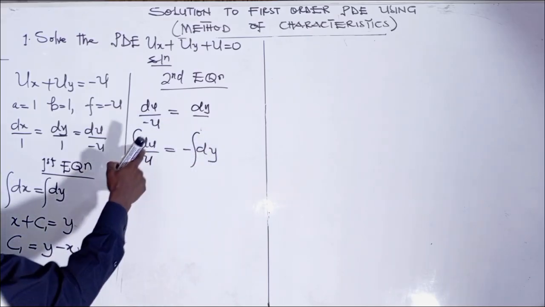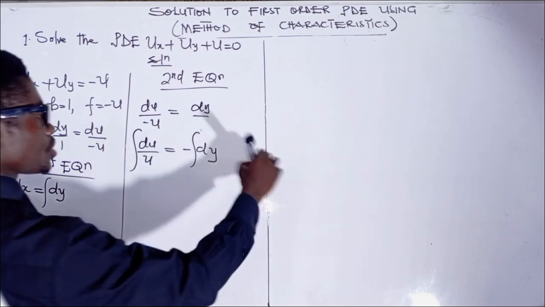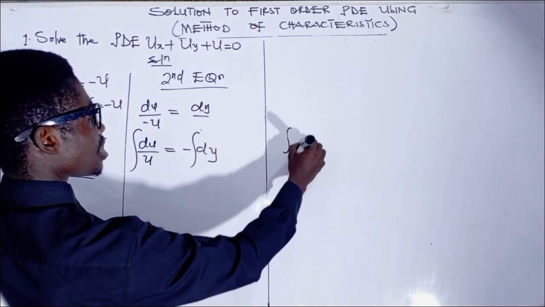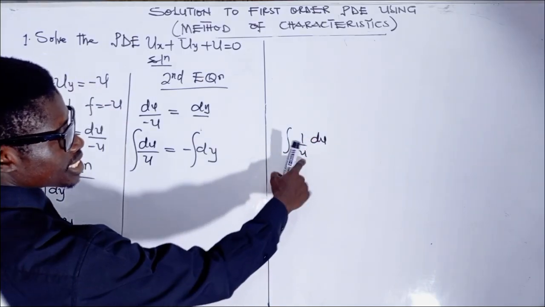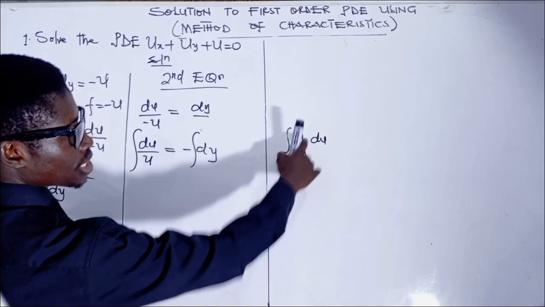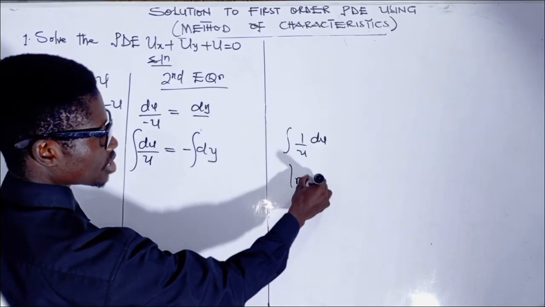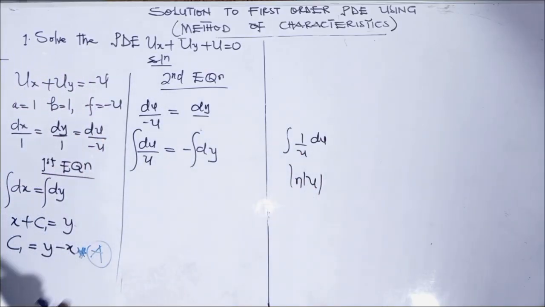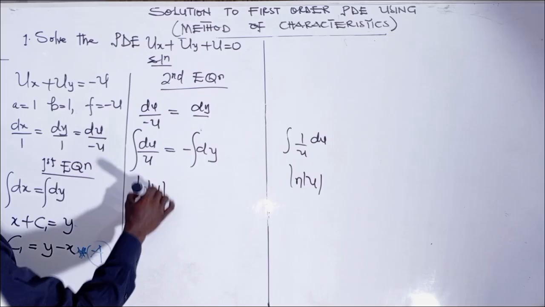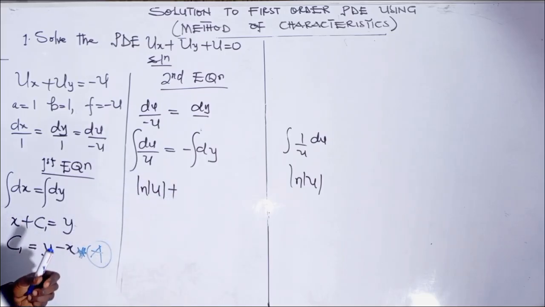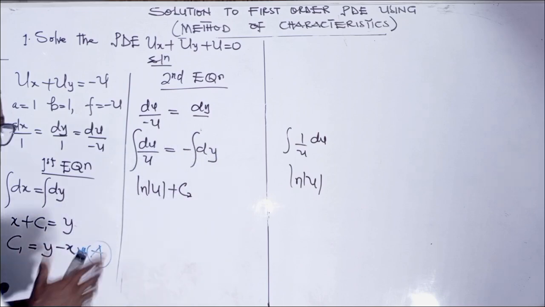Now, when we integrate the du over u, we have a function and a derivative. So we can write this as the integral of 1 over u du. When we differentiate u with respect to u, we get 1. So we have a function and a derivative, and that gives us ln of u. So we are going to get ln u. We can add the constant of integration, let's say c2. We are going to add it to y, so let's clean this part.